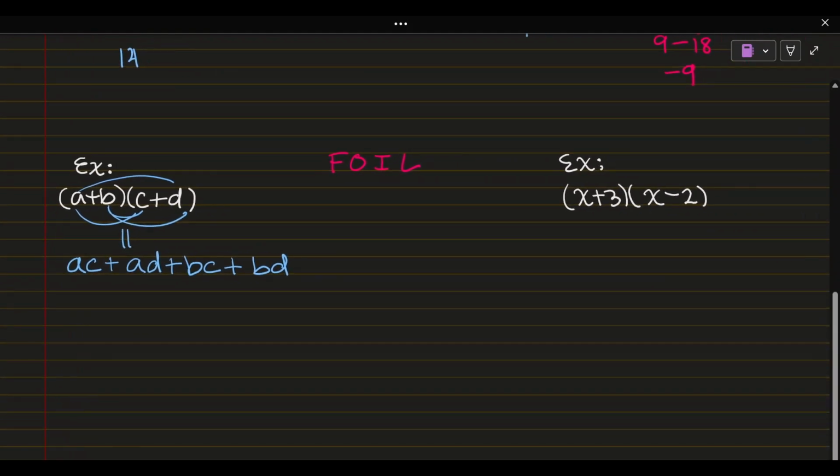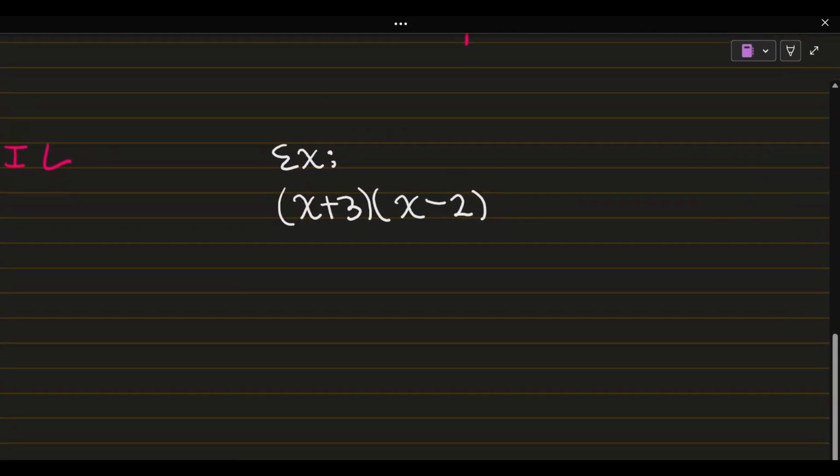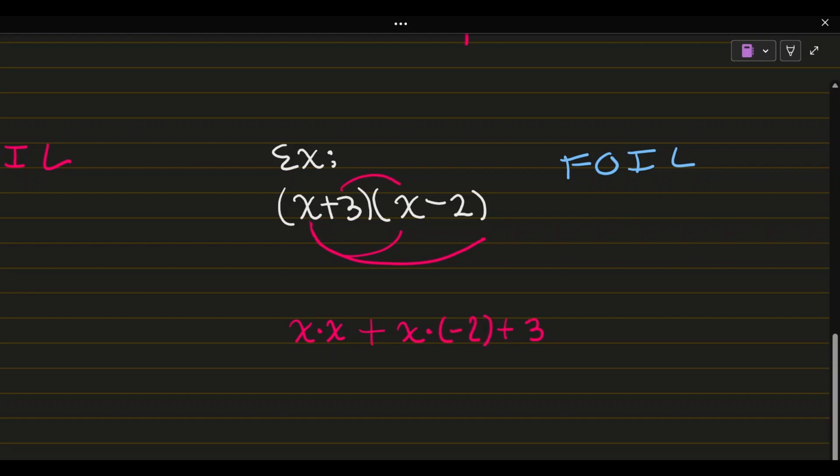Now let's apply this to a case with some variables and numbers. So again, FOIL: first, outer, inner, last. So I do the first terms, so that's going to be x times x, plus the outer terms, x times minus 2. Then the inner terms, plus 3 times x, and then the last terms, plus 3 times negative 2.